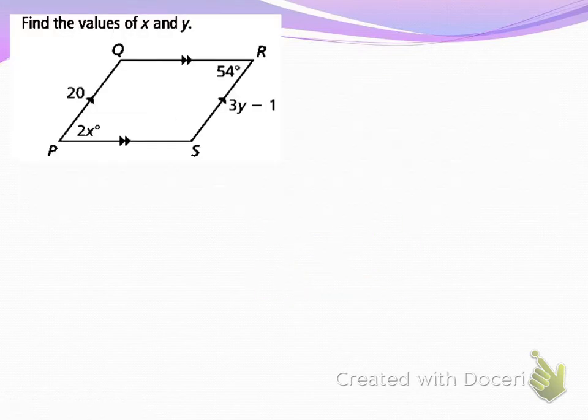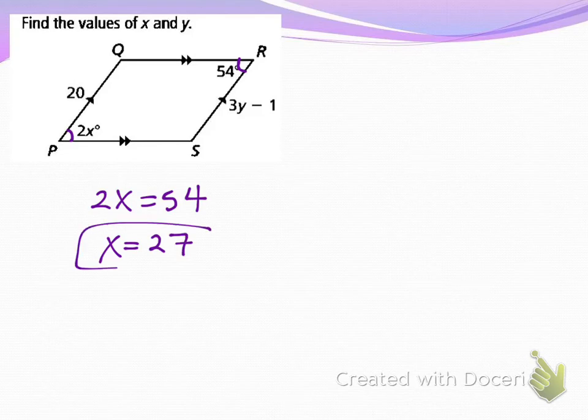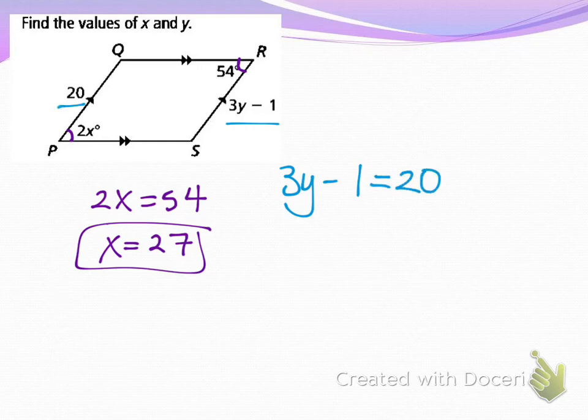Now at the bottom, x, is it a side, an angle, or a diagonal? It is an angle. They gave you 54, so they're equal, divided by 2, and x does equal 27. Okay. And then 3y minus 1, side, angle, or diagonal? Side, it's equal to the one across from it. Add 1, you get 21, divide by 3, and we get 7. Good.